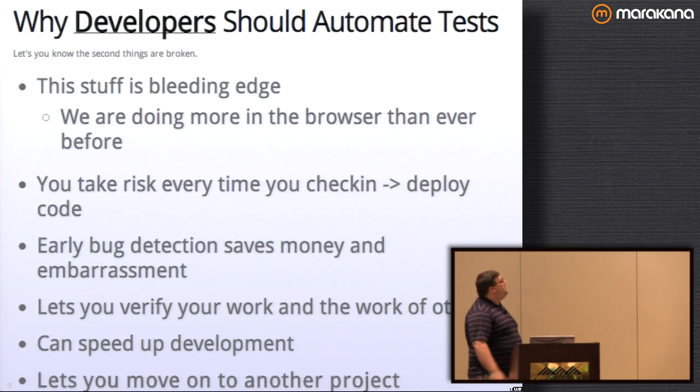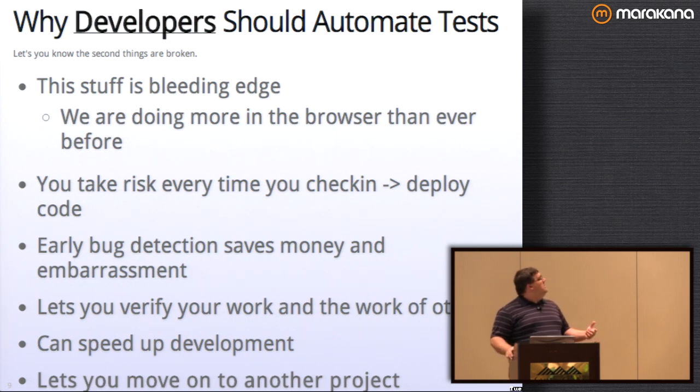I want to shift gears a little bit and talk about why automated testing is important. One of the things that I think is very important is that developers do their own testing themselves. Maybe you have a QA department, maybe you have a testing team, but I definitely think you're going to get a lot of value out of writing tests yourself, and it really lets you know the second something's broke.